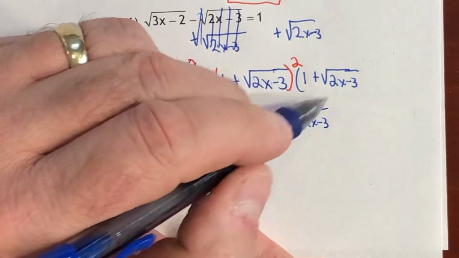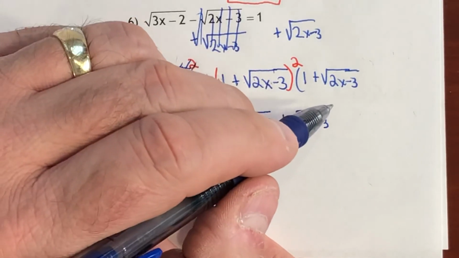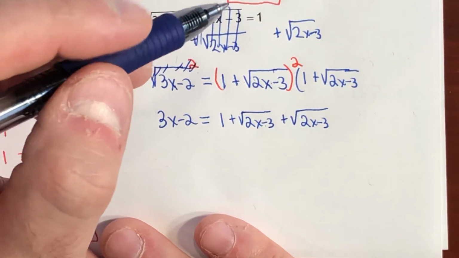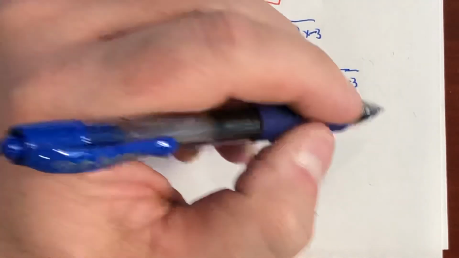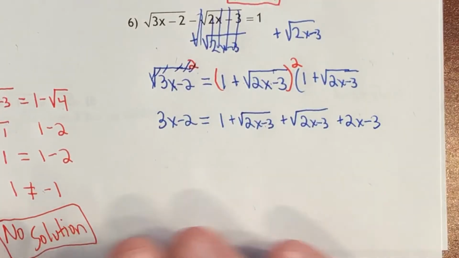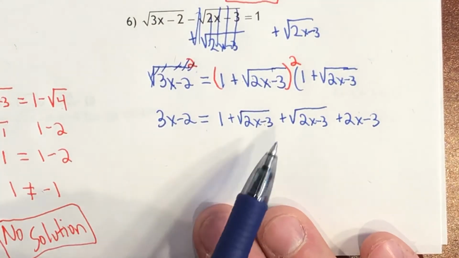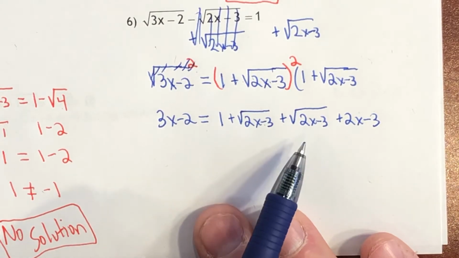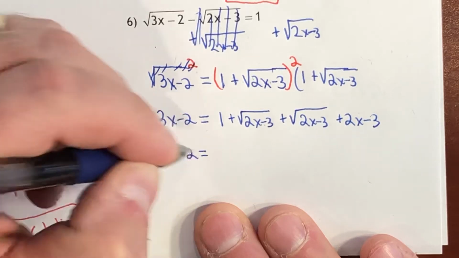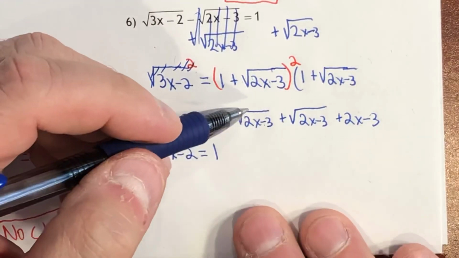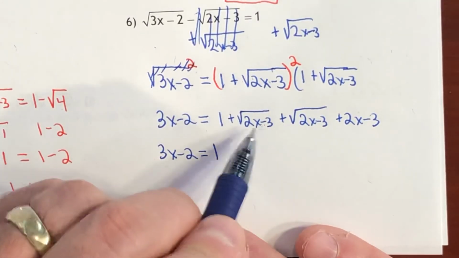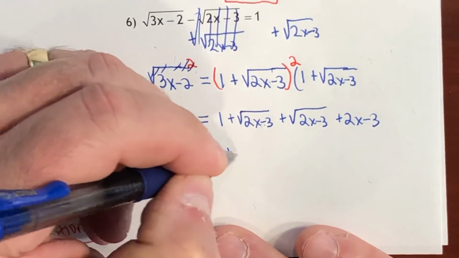And then a square root of 2x minus 3 times another square root of 2x minus 3. Square root times square root undoes the square root, and you're simply left with a 2x minus 3. So what these two right here make are two of those. In essence, the left side is still the same, 3x minus 2 equals 1. And I'm going to make this as 2 of these.